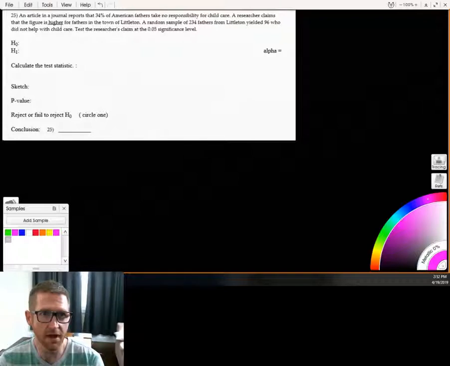Research claims that the figure is higher for fathers in the town of Littleton. A random sample of 234 fathers from Littleton yielded 96 who did not help with child care. Test the researchers' claim at the 0.05 significance level.